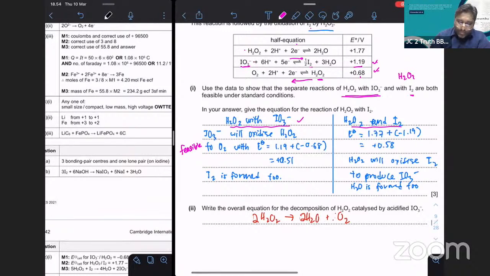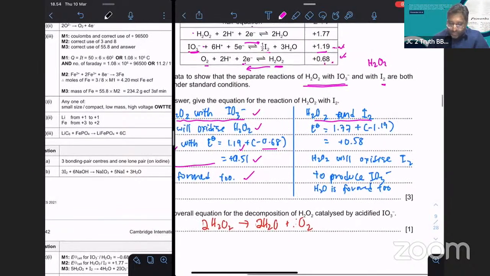Why do I say oxidize? Because this H2O2 is releasing electrons, and releasing electrons is oxidation. So IO3 minus will oxidize H2O2 to O2, with the E value of what? This one is going to be 1.19, going to the right. This is going to the left, so negative 0.68. So you get 0.51, which is feasible. A positive value means feasible. In this process, since it's going to the right, I2 is going to be formed too. So you can write down all that.